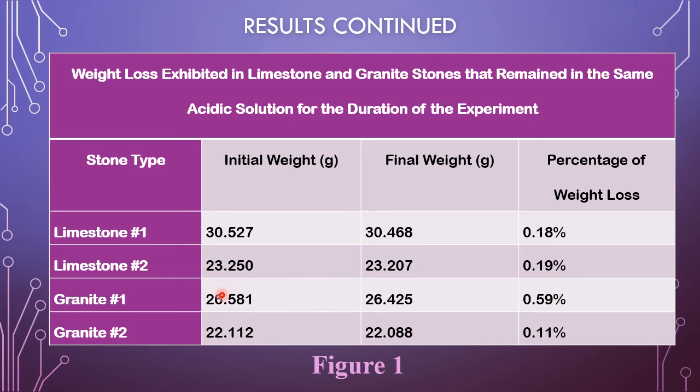And this deviated from the trend of both limestones and granite stones losing less weight if they had higher initial weights. And regarding the trend of limestones of similar weights losing more weight than their granite stone counterparts, we see here in the second row that even though limestone number 2 was only 1.14 more grams than its counterpart in the last row, granite number 2, it lost approximately 0.08% more weight than its granite counterpart.